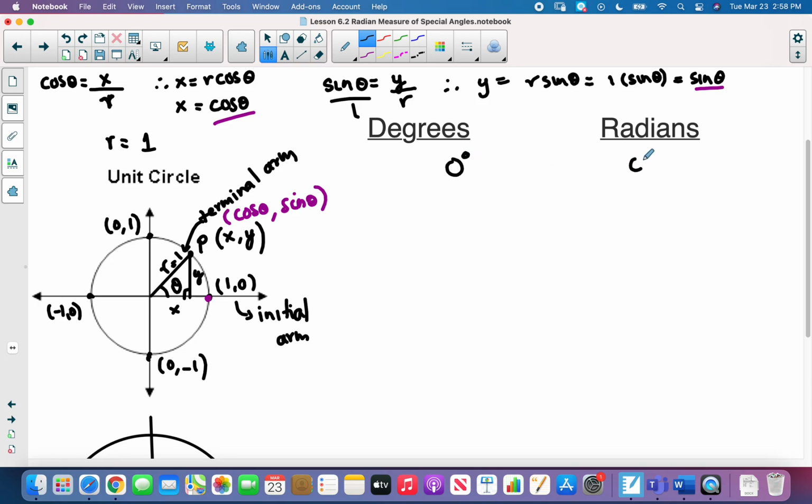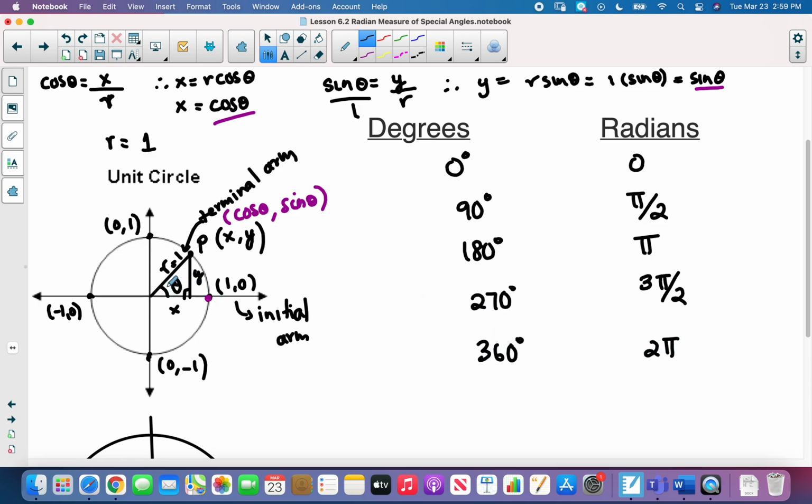0 degrees is 0 radians. 90 degrees is pi divided by 2. So it's like 180 divided by 2. Pi is 180, 180 is pi, right? 270 degrees, which is from here all the way to here, is 3 pi over 2. And one entire revolution, which is 360 degrees, is 2 pi. So pi is from here to here, 2 pi is all the way.